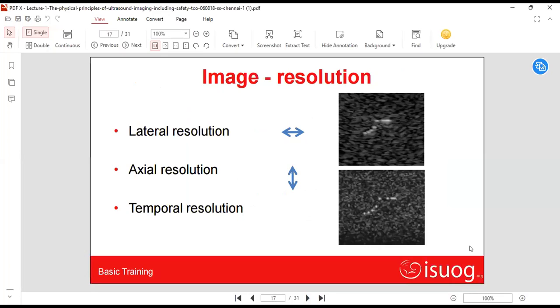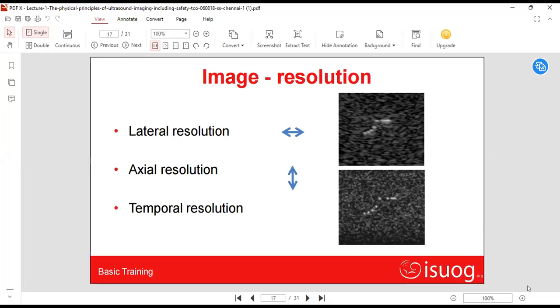This is very important, the image resolution. We have three types of resolution: lateral resolution, axial resolution, and temporal resolution. Out of all these, axial resolution is the best, because the sound wave is going perpendicular, traveling in a very straight line, and the returning signals will also be coming in a straight line. So if two objects in that line are, let us say, 0.2 millimeter apart, the machine is able to resolve them as two different dots on the display screen.